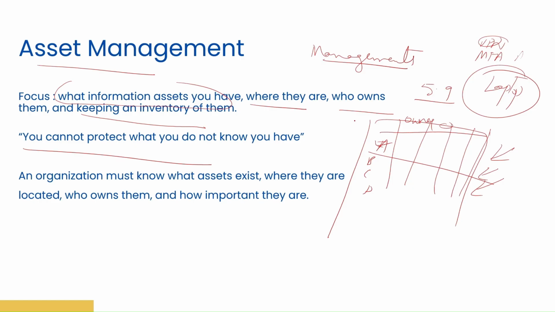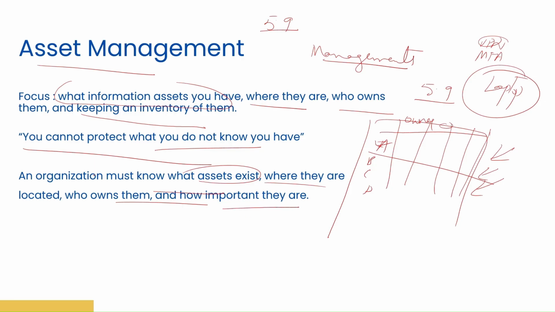In the same way for the server also, you'll make sure that it is not publicly facing and it is having antivirus software, you're patching the servers regularly and all those things. So only when you know that you have these assets, you can make sure that you protect them. An organization must know what assets it has or what assets exist in its organization, where they are located, okay, and who owns them and how important they are.